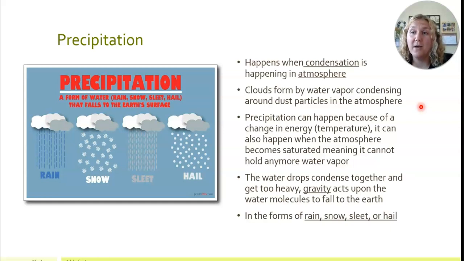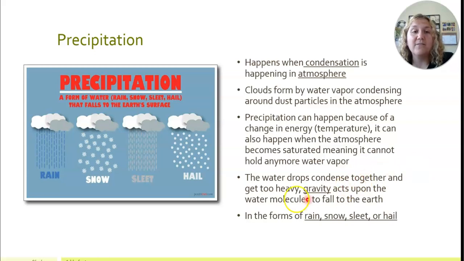So precipitation will happen in that case, as well as when water rich air, warm water vapor rich air, it's warm down here closer to Earth, but then when it goes up higher into the atmosphere, it cools down, and then precipitation and condensation will happen that way as well. When the water drops condense together and it gets too heavy, eventually gravity is acting upon the water molecules and they fall back down to Earth.